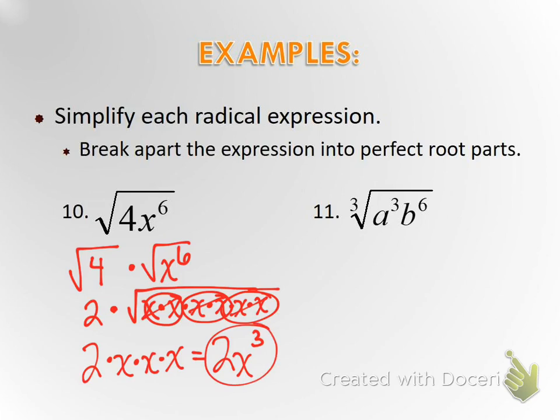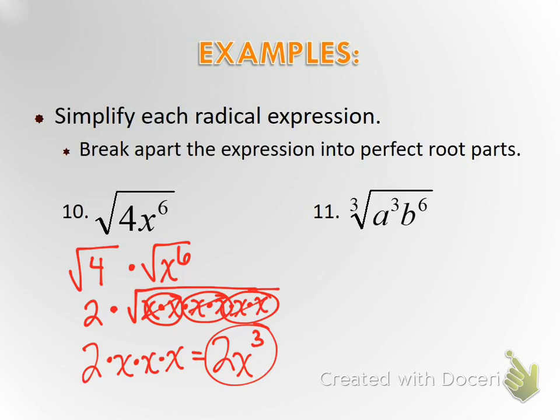Another way that people like to think about this would be to divide the exponent by the index. So our index in this case is 2. Our exponent is 6. 6 divided by 2 is 3. Okay, so that can be a helpful hint. If it doesn't divide evenly and you have a remainder, that's when it gets a little tricky.